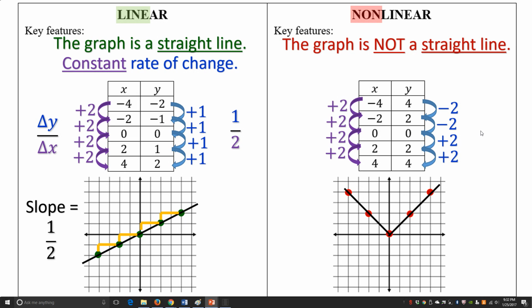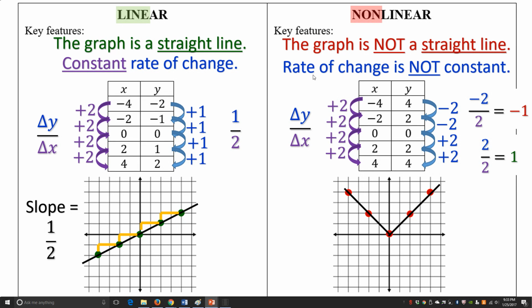So if we look at our rate of change, our slope, which is our y change over our x change. Remember, these triangles, delta symbols mean change. So the change in y is -2 over 2 for these two, which is -1 slope or rate of change. But down here we have a +2 over +2, and that's a +1. So nonlinear functions will not have constant rates of change. So the rate of change is not constant. That's a key feature. And when the rate of change is not constant, the graph will not form a straight line. It doesn't have to look like a V, though. It can look like different things, and you'll see some of those.